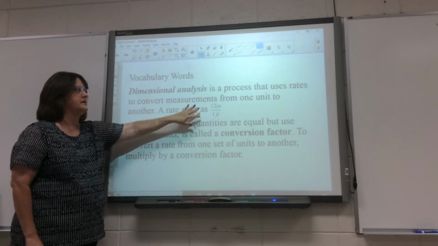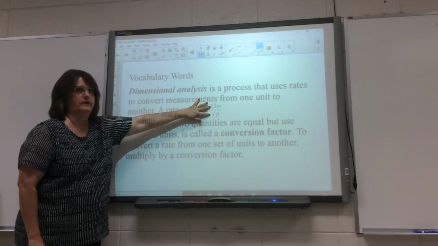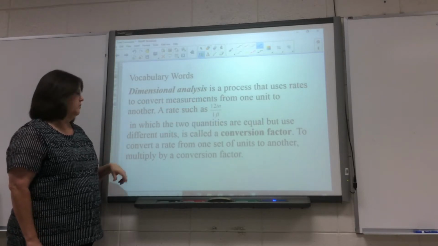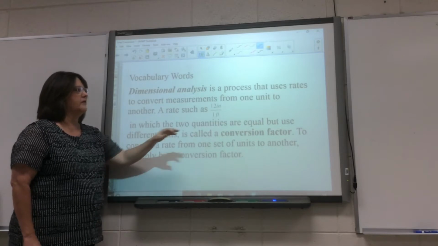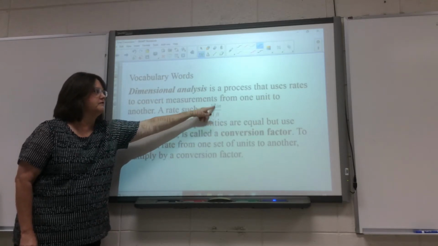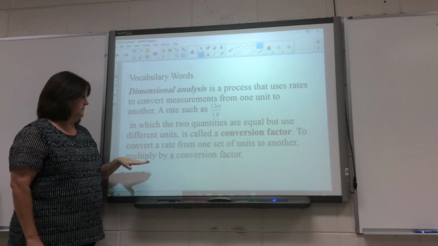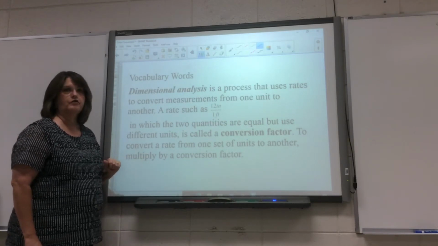A rate such as there are 12 inches in 1 foot, in which these two quantities are equal but use different units, that's called a conversion factor. This is a conversion factor right here. To convert a rate from one set of units to another, multiply by a conversion factor.